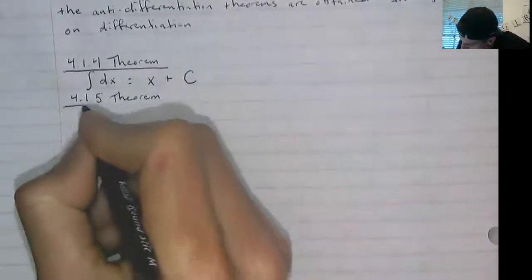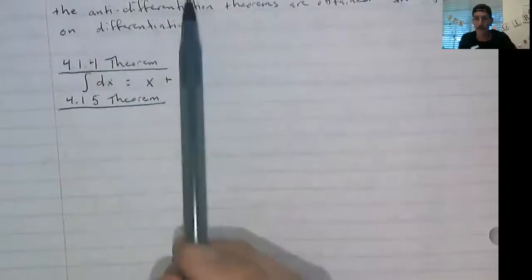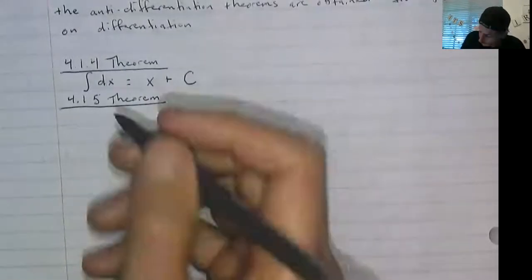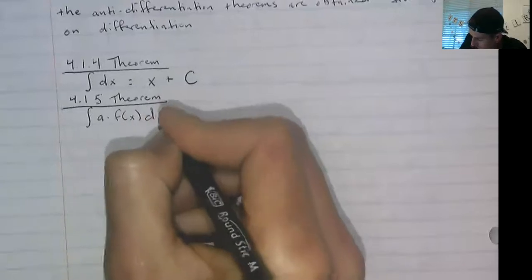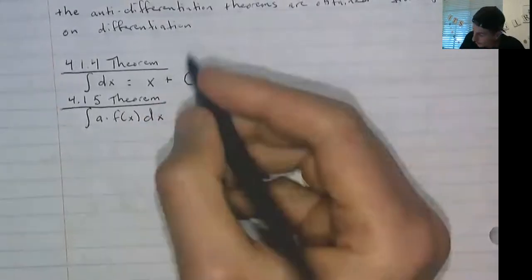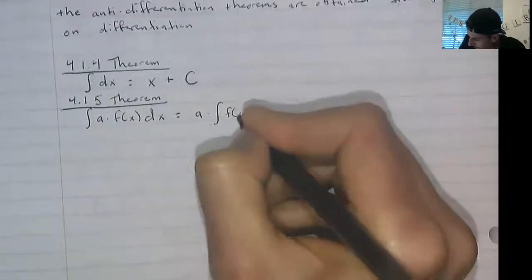And then kind of tagging on to this one is that if you have a constant in front of a function, you can pull out that constant, that the antiderivative of a constant times a function is just that constant times the antiderivative. So in notation, we've got this antidifferentiation symbol. The antiderivative of a times f of x dx, where a is just some constant, is just going to be that constant times the antiderivative of that function.